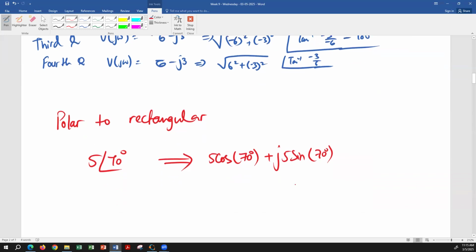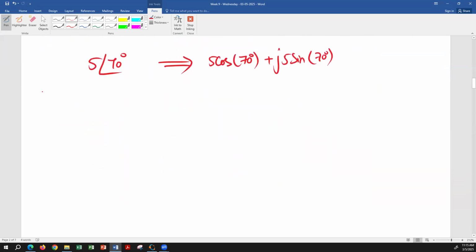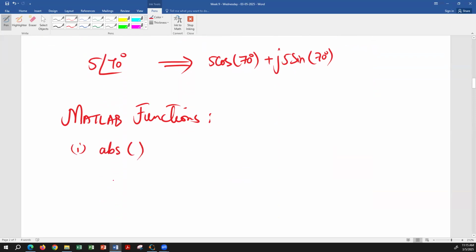Okay, some important functions in MATLAB that we will be using that are helpful. The first one we use very commonly is the absolute function. Absolute basically calculates the magnitude of a complex number.